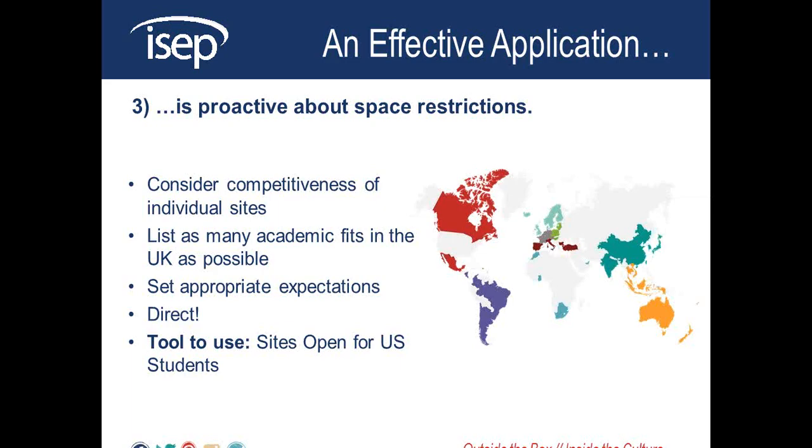You can also help by setting the right expectations about exchange space restrictions. Talk early with the students about the possibility of applying elsewhere in the world. Remember that there are other options for students who don't get that initial placement.